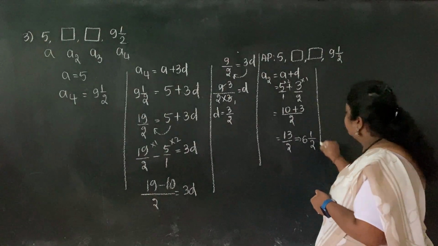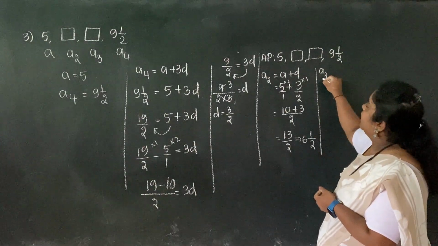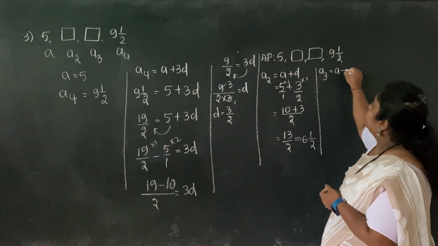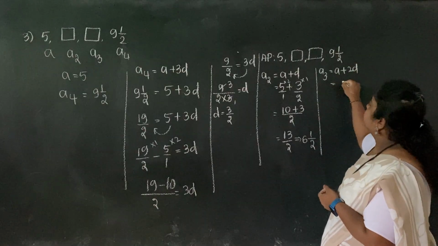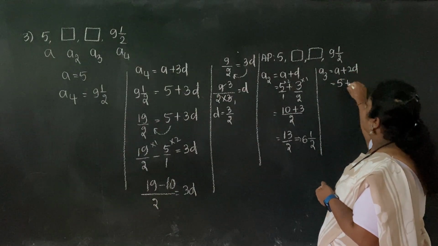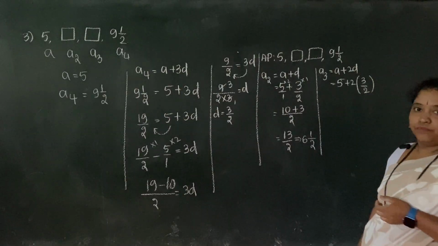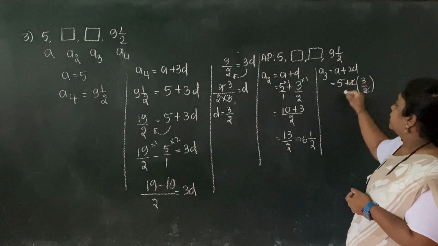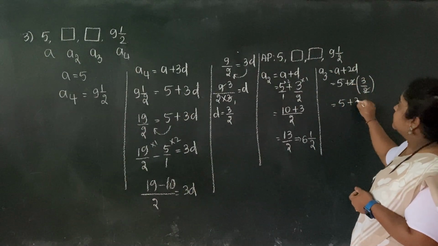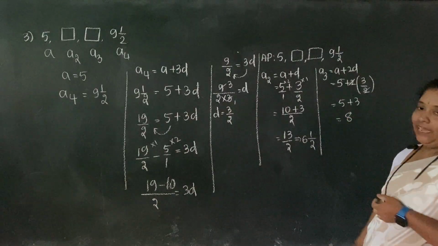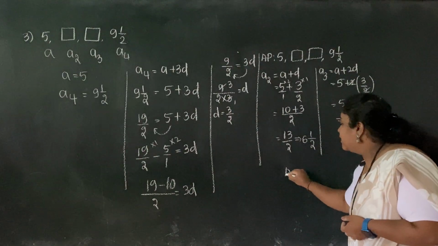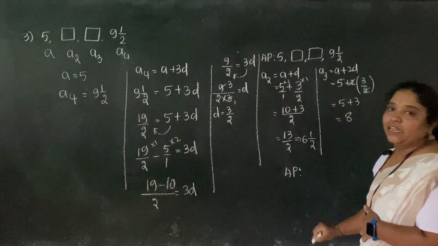Now again I need to calculate A3 also, isn't it? A3 is equal to A plus 2D. Okay, dears, A is how much? 5, and 2 into what is the D value I'll be having, dears? 3 by 2, isn't it? 2 got cancelled. See, 5 plus 3 is equal to how much I'll be having? 8.